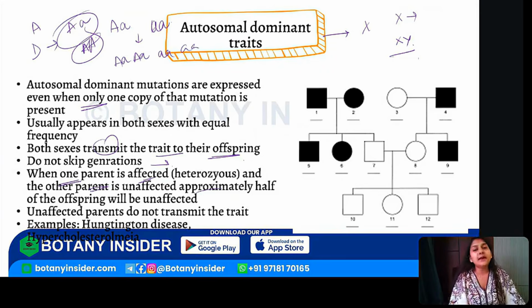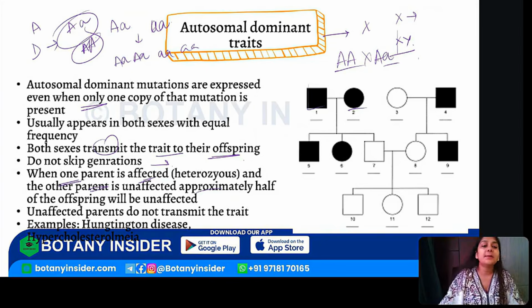And if both the parents are impacted, what will be their scenario? Let's say it is capital A small a. In this, both of the conditions are there. So in this scenario, approximately half of the next generation will be impacted, right? And then if the parents are completely unaffected, no one would.